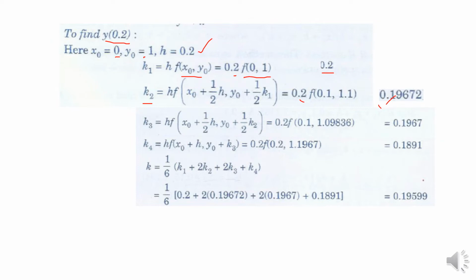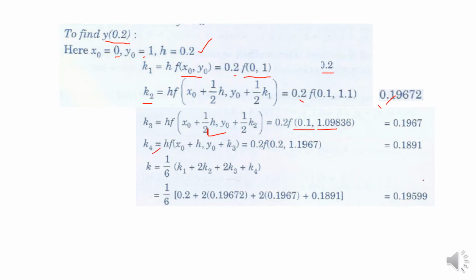Similarly, we will do it for k3. h f(x0 plus h by 2, y0 plus k2 by 2), where x0 is 0, h by 2 is 0.2 by 2, y0 is 1, and k2 we have calculated as 0.19672, by 2. So this comes f of 0.1 and this one. We will put these values, x equal to 0.1 and y equal to 1.09836 in dy upon dx. So that is f, and multiplied by 0.2 we will get this. Same we will do in k4 as I have explained.